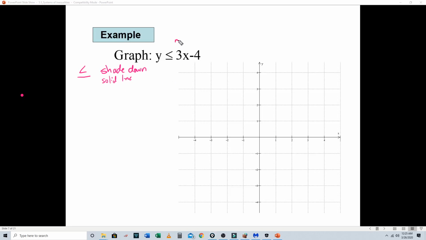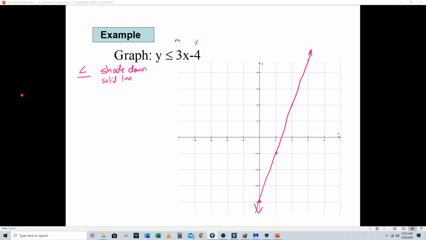So again, slope, y-intercept. It means I'm going to start at -4, and my slope is 3, which means up 1, 2, 3 over 1. Again, you only need 2 points, but you can keep going if you want. So solid line through your points. All right, that's not bad. And it's going to shade down because it's less than.